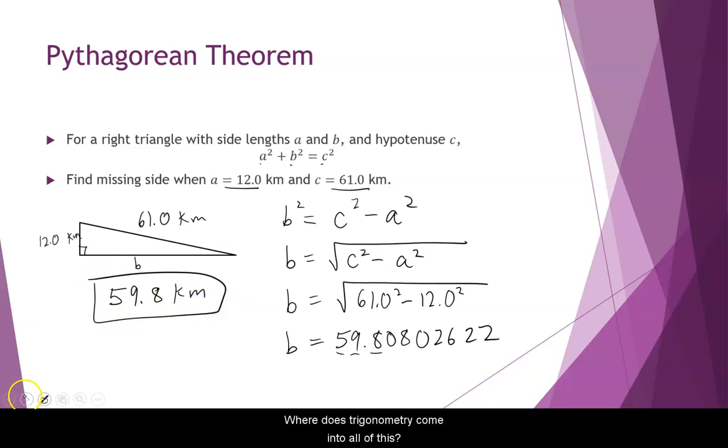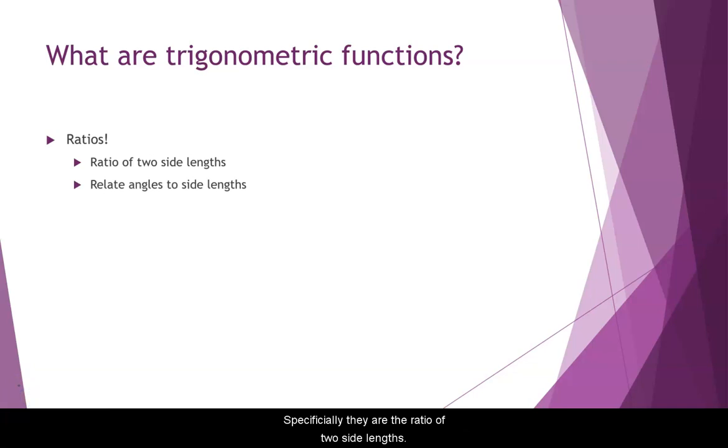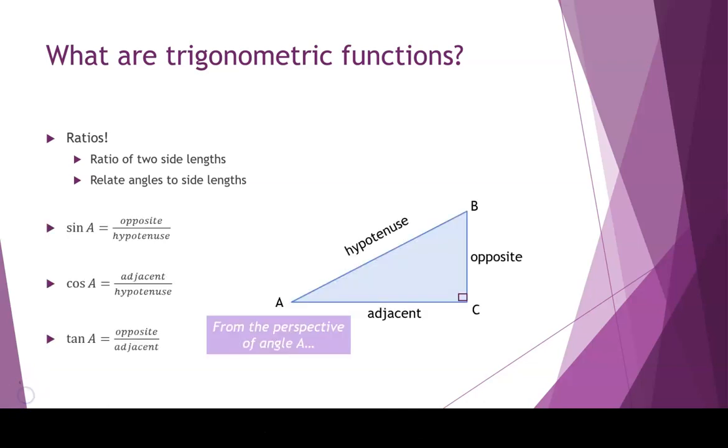Where does trigonometry come into all of this? What are the trigonometric functions? They are ratios. Specifically, they're the ratio of two side lengths. And this is so cool because trig ratios connect or relate angles to side lengths. So if we know two side lengths in a triangle, we can also find out the angle. If we know an angle and a side length, we can find out other angles and side lengths.